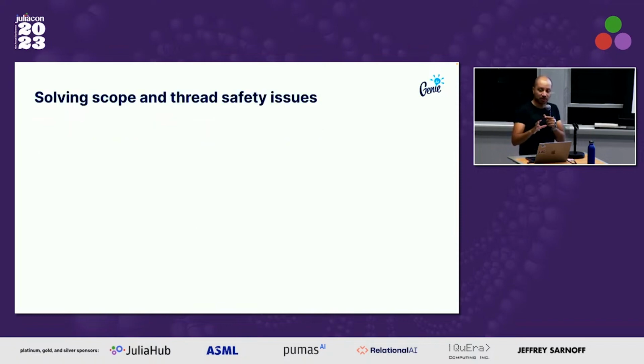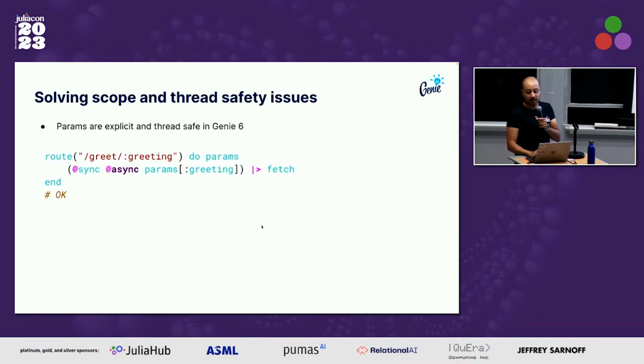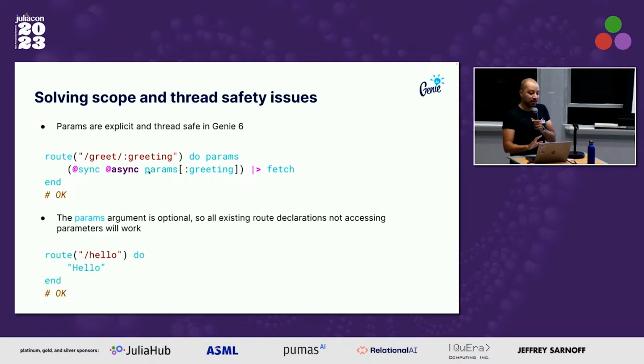Now, if we look at the params object in Genie 6, we have solved the scoping and thread safety issues. Right now, the params object must be explicitly passed to the route in order to be used inside of it. And besides, we have solved the thread safety issues, and now we can easily use a call to the params object within an asynchronous execution, and it will work. Now, the params argument is still optional, so if in your code you have route declarations that are not accessing parameters, they will still work, as depending on the number of arguments passed to the route function, Genie will choose which one to execute.